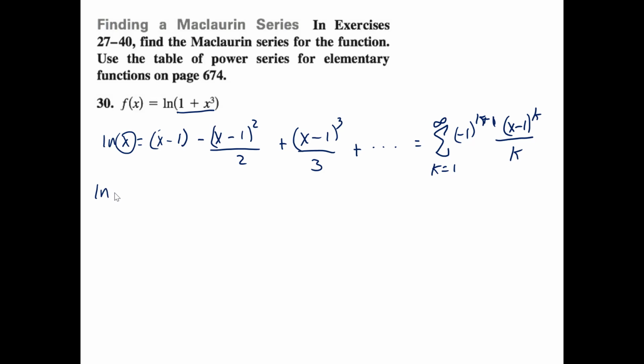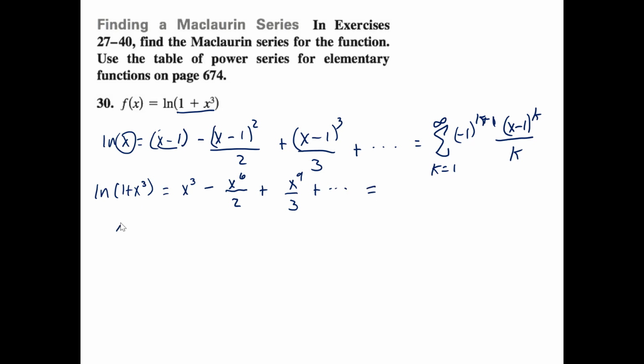So then the natural log of 1 plus x cubed, we just go and replace the x with 1 plus x cubed. And when we plug the 1 plus x cubed there, the 1's go away and we get x cubed minus x cubed squared, x to the 6th over 2, plus x cubed to the 3rd over 3, and so on.